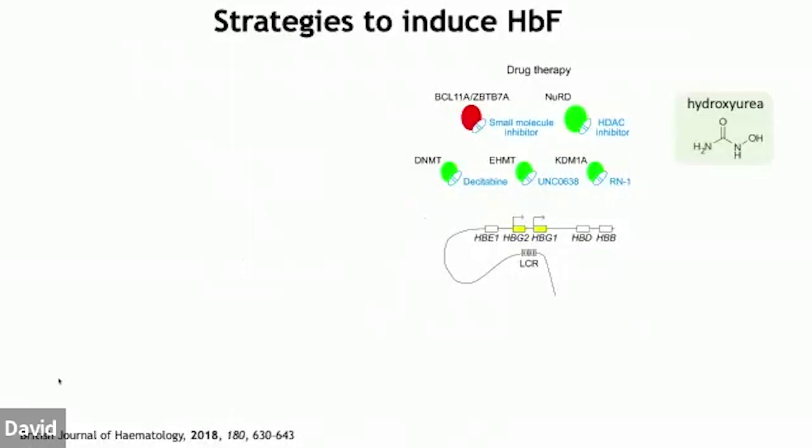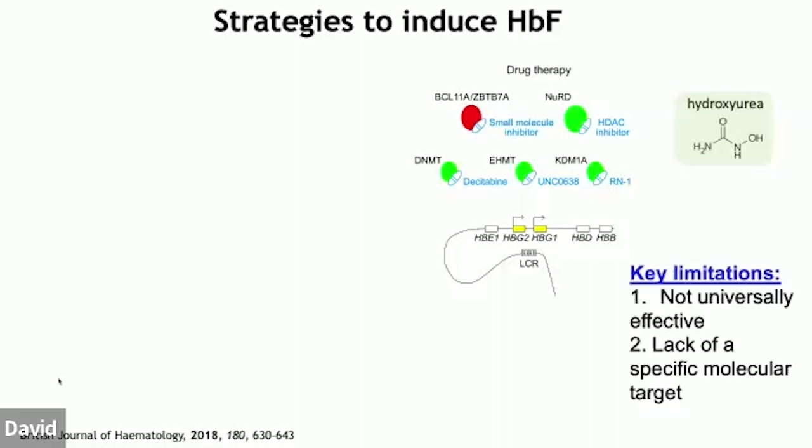Okay, because of that, there's been, I would say, a wide search for molecules that might increase fetal hemoglobin. Unfortunately, molecules that exist today do not target any of the key regulators of fetal hemoglobin. And one of those molecules that has emerged in screening efforts is hydroxyurea. It's the only FDA-approved treatment for inducing fetal hemoglobin in patients today. But there are some limitations with this. For one, it is not universally effective. There are many patients who just don't respond to this treatment.